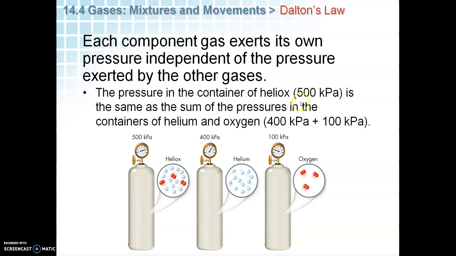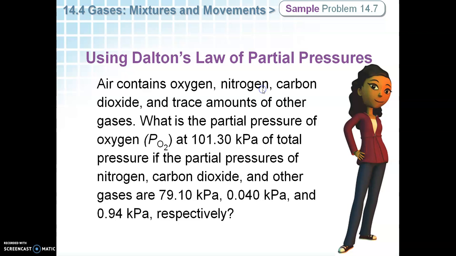It's a mixture of helium and oxygen. Notice what they do is they put around 400 kilopascals of helium in there and 100 kilopascals of oxygen in there. The total pressure is just equal to the sum of the two partial pressures. So notice if I had given you the 500 kilopascals and I had given you that helium is at 400, you could easily find that oxygen must be 100. All right, but that's how you deal with Dalton's law.